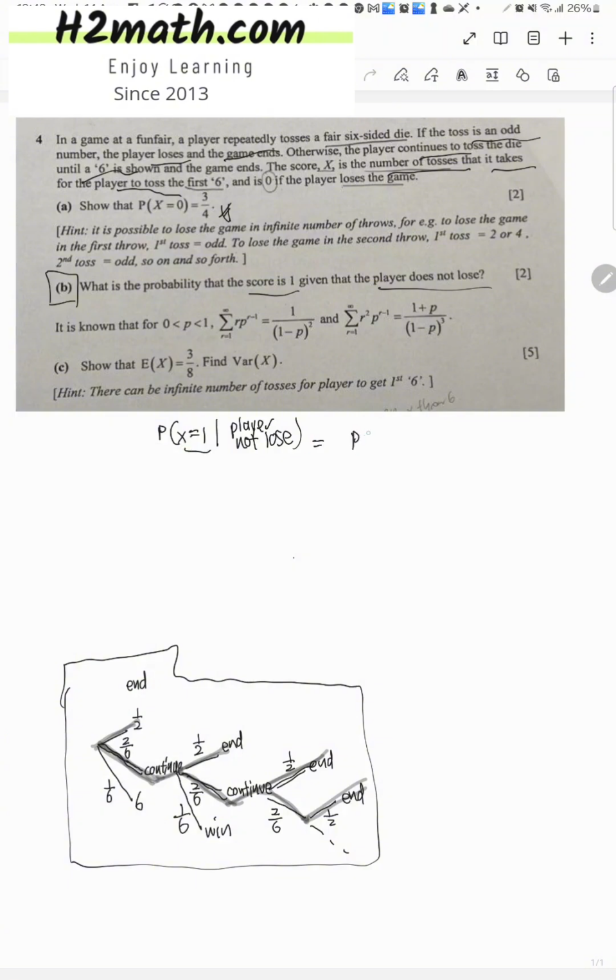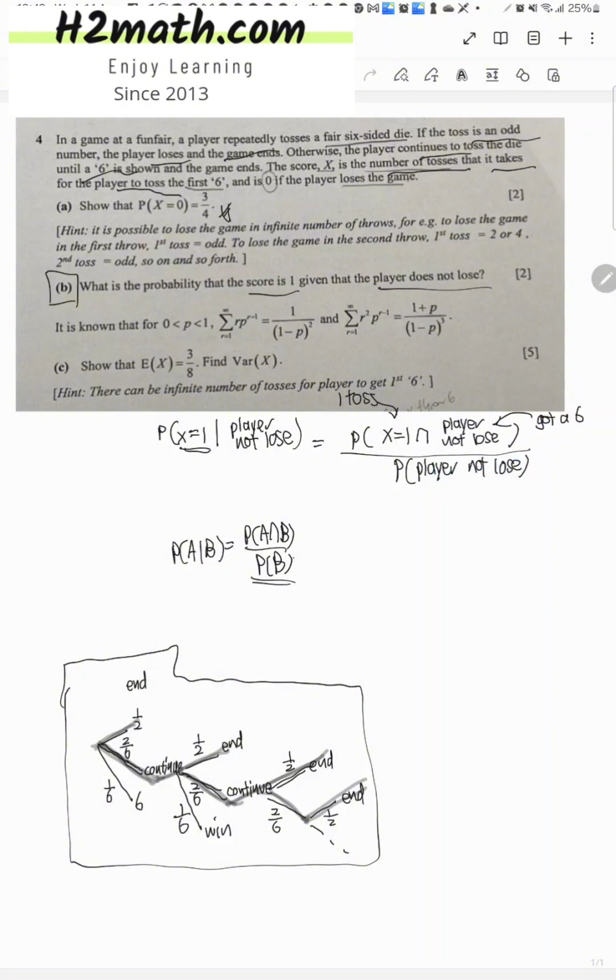So hence, the numerator for conditional probability A given B is equal to probability A intersect B over probability B. So the numerator will be probability x equals 1 intersect the event the player does not lose, which means that player not lose means eventually he got a 6, right? So x equals 1 means he took 1 toss to get a 6. So over probability that player not lose. Because the denominator is the probability of the given event.